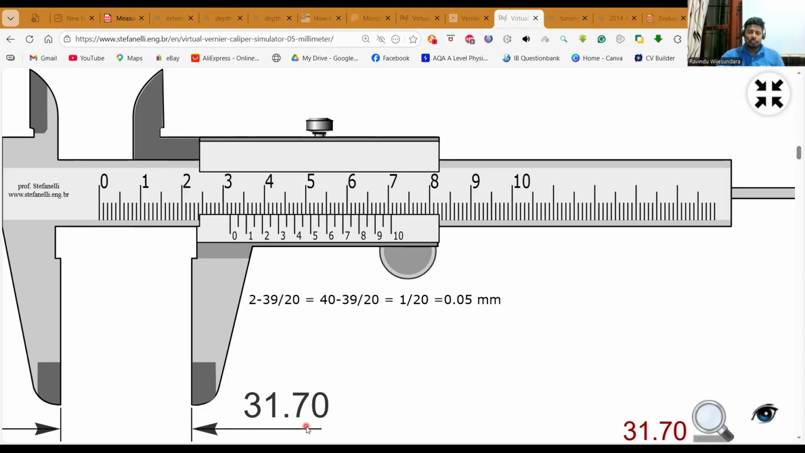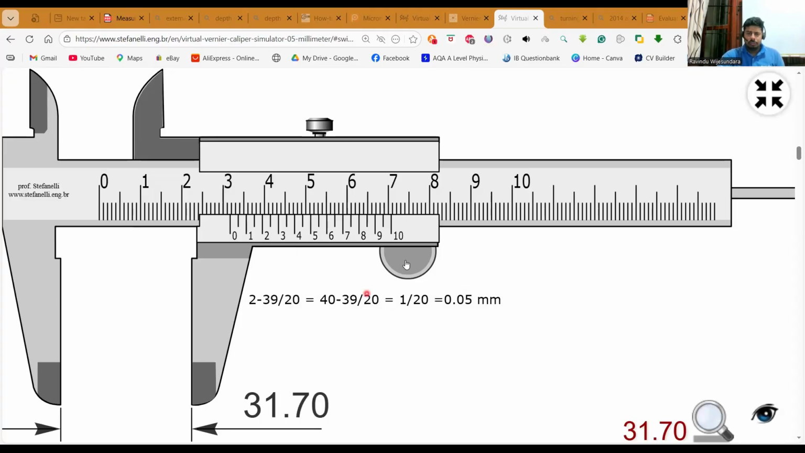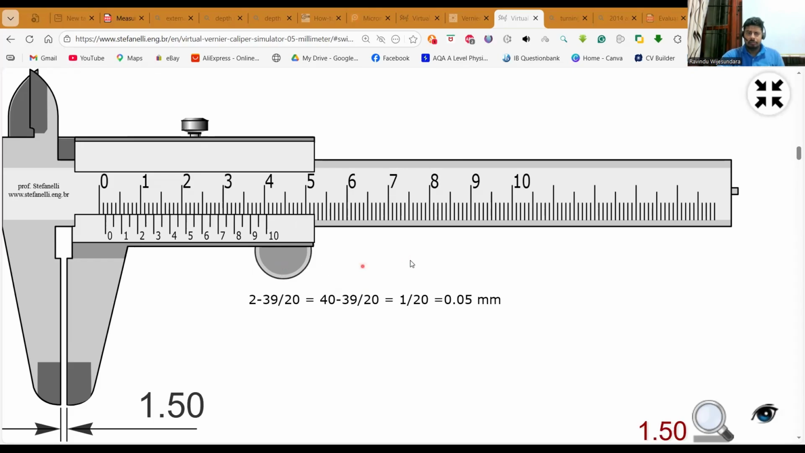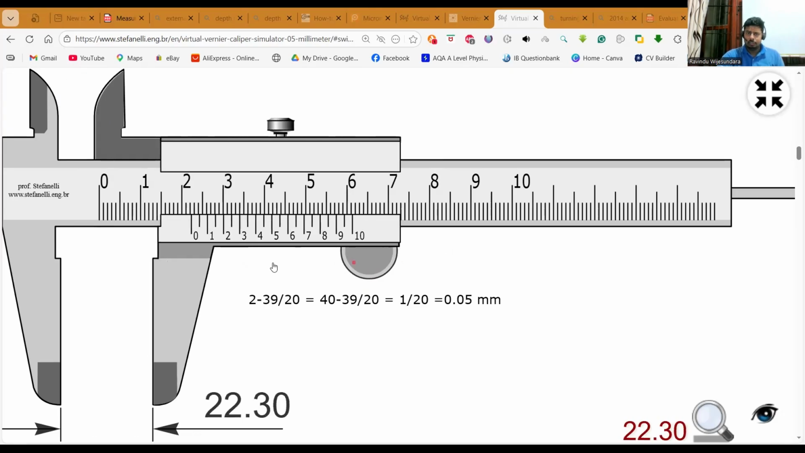You can see in the demonstrations on the internet that the reading is already shown, right? I hope you understood the principle of how this is being moved front and back. That is the sliding mechanism there, right?